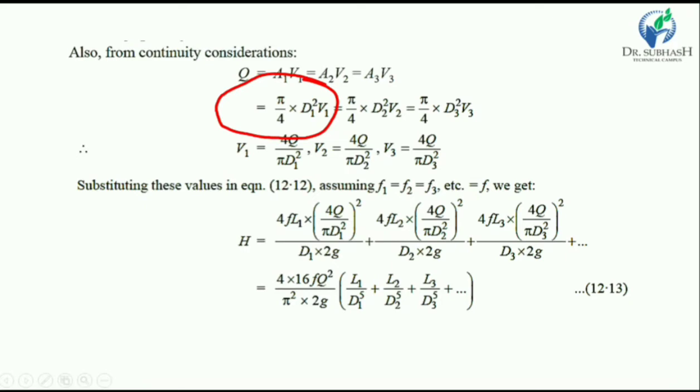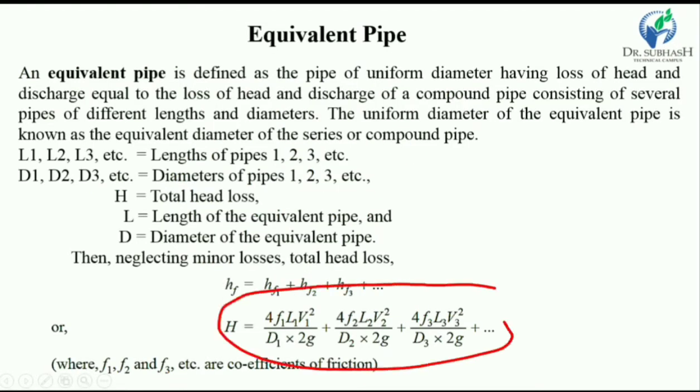Now get the value of V1 from this discharge relation. So V1 is equal to 4Q upon pi d1². Similarly, V2 is equal to 4Q upon pi d2². Similarly, V3 is equal to 4Q upon pi d3². Now put these values of velocity V1, V2 and V3 for all three pipes into this equation.